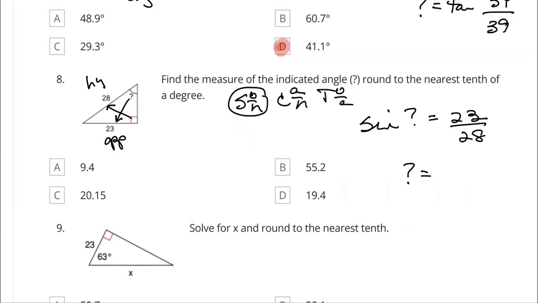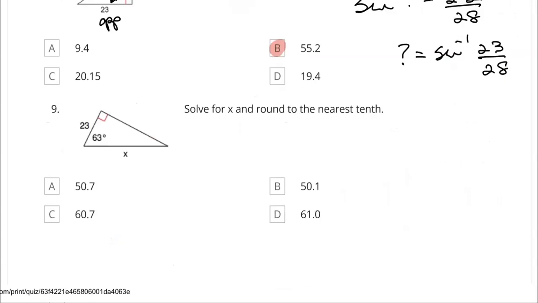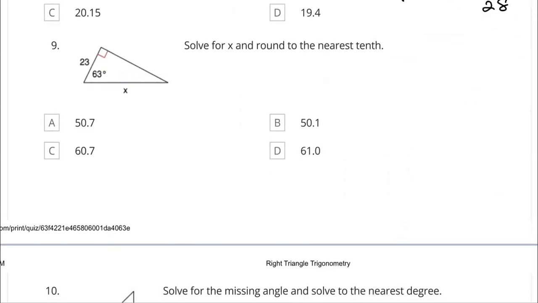Now let's get the angle by using inverse trig. Okay, if you put this in your graphing calculator, for number 8, you should be getting 55.2 when you round to the nearest tenth. Okay, so 55.2. Moving on to number 9. Number 9 tells us that we have to solve for x and round to the nearest tenth.